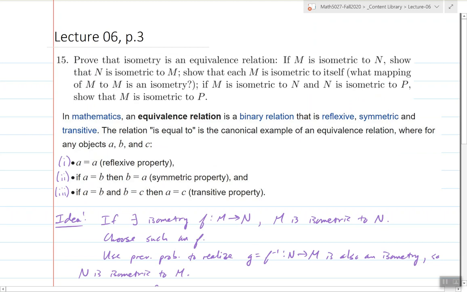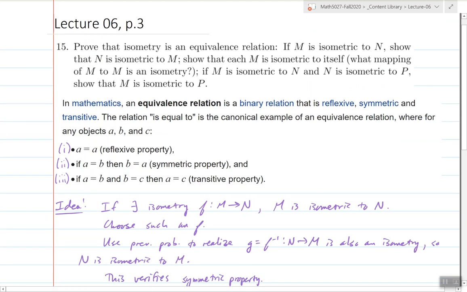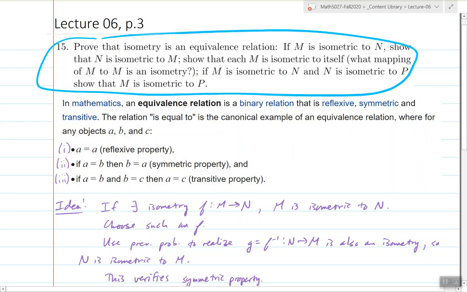So we said equivalence relation. You have to think, okay, prove that an isometry is an equivalence relation. If M is isometric to N, show that N is isometric to M. Show that each space is isometric to itself, and that if M is isometric to N and N is isometric to P, then M is isometric to P. If you read that, it just sounds like a lot of words. What did all that mean?